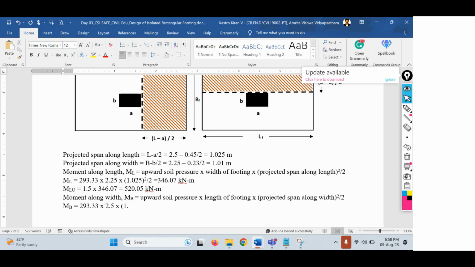Okay, I'll just make it as 1.01 square divided by 2. So this is how you can find out the moment along the width direction. Therefore, the value will become 374.03 kilonewton meter.